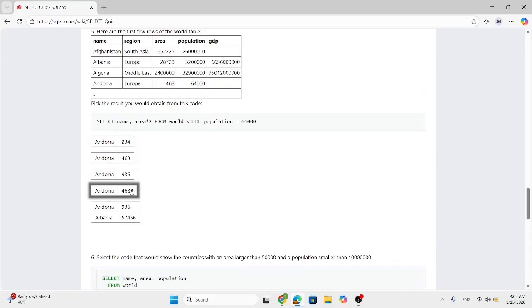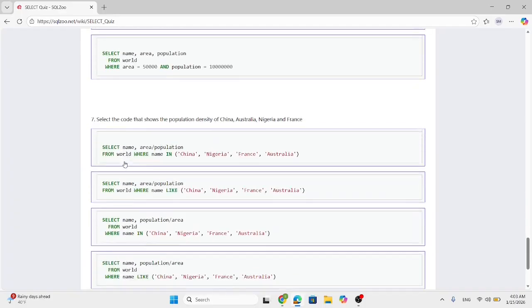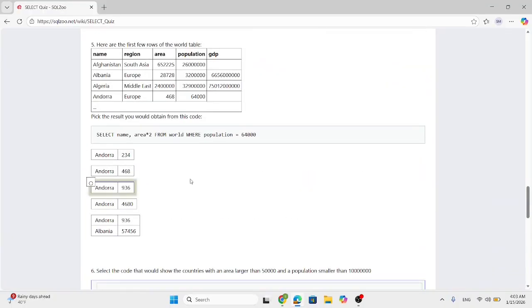This answer is wrong. This one multiplies by 10. This one is the same. This one is multiply by 2. This one is true. So okay, we have two last questions.